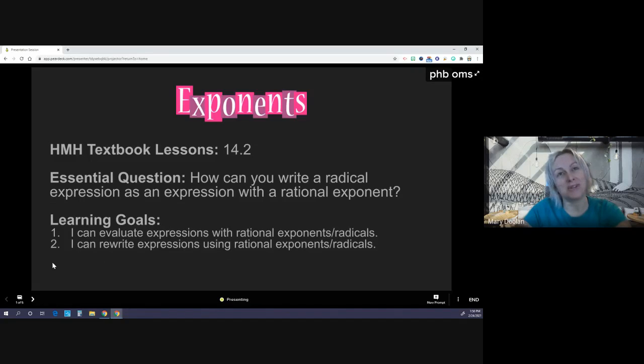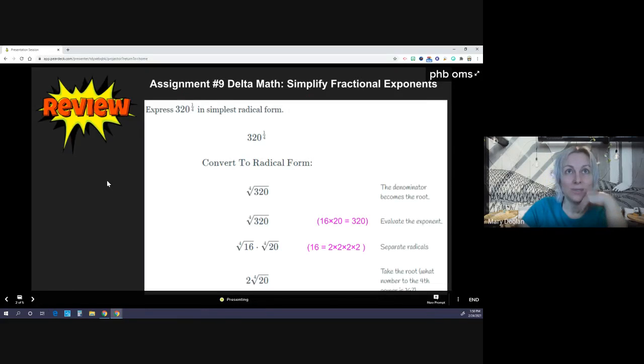All right, learning goals. I can evaluate expressions with rational exponents and radicals too. I can rewrite expressions using rational exponents and radicals. All right, so radicals and exponents, they go together, hand in hand. And here's a little bit of review of what we have learned so far. Assignment number 9 in Delta Math, the one that we were finishing up in class yesterday.